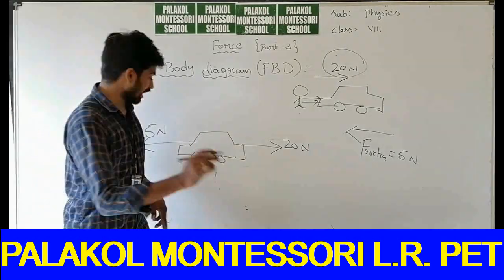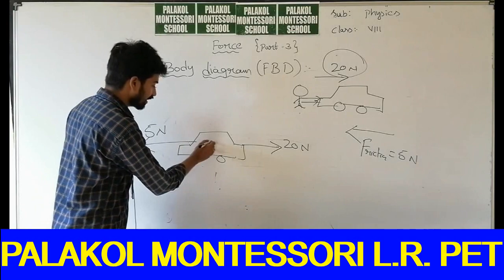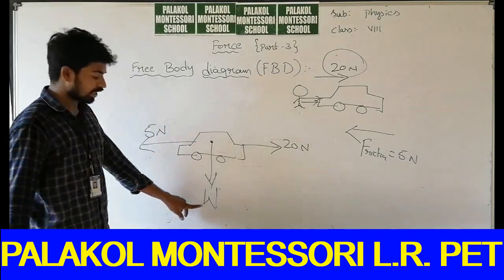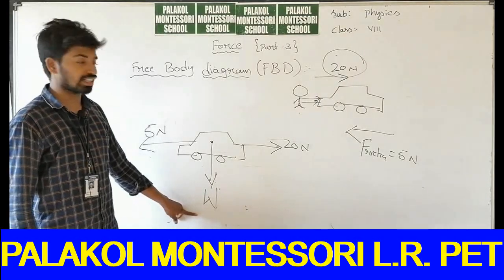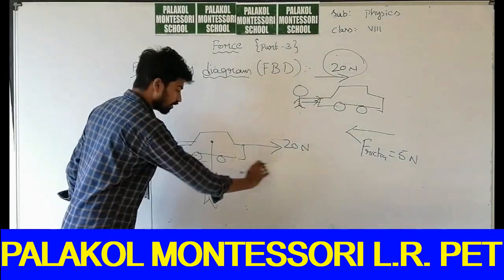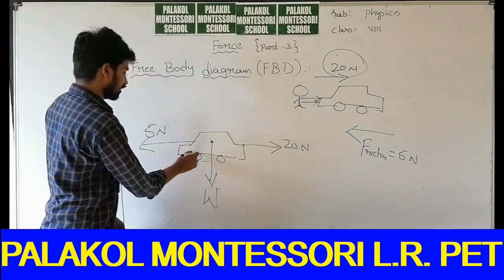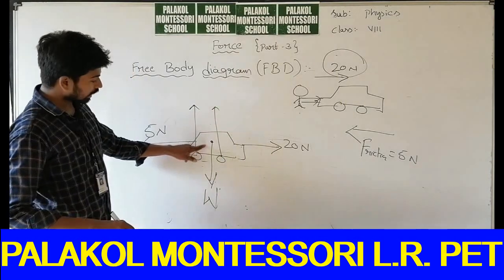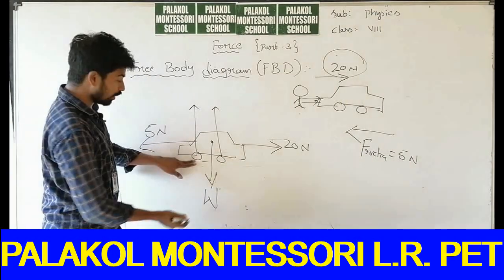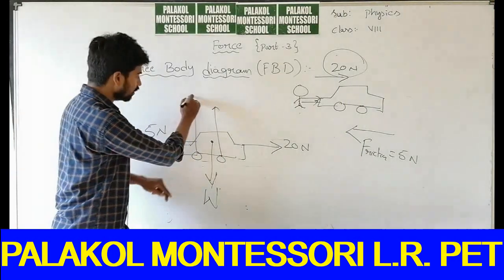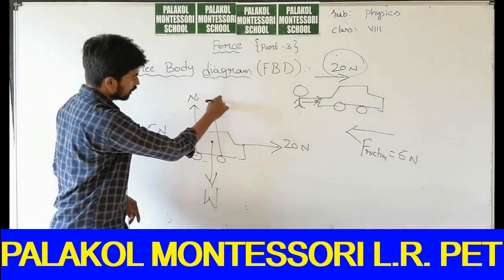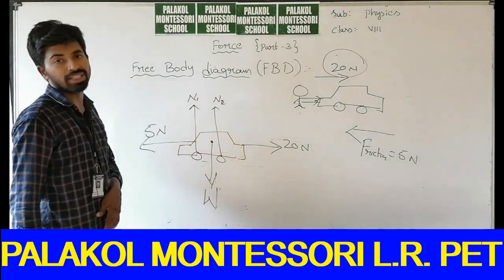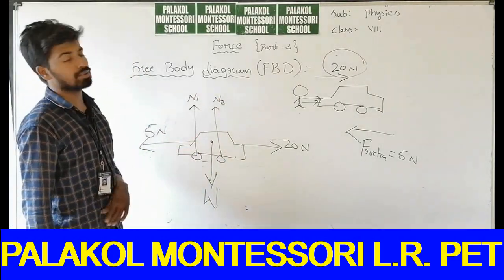Yes, I left out weight. The weight of the car is acting in the downward direction. Since the car is placed on a surface, the normal forces will also be there. Here the car is in contact with the road with tires, and hence there are two normal forces. Here normal force is there, and here also normal force will be there. So two normal forces are there.